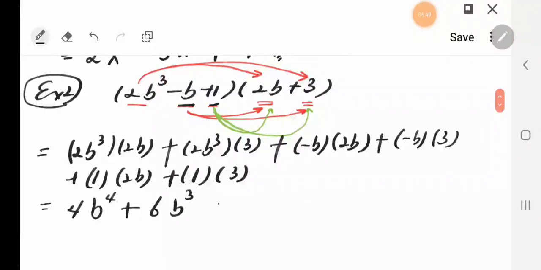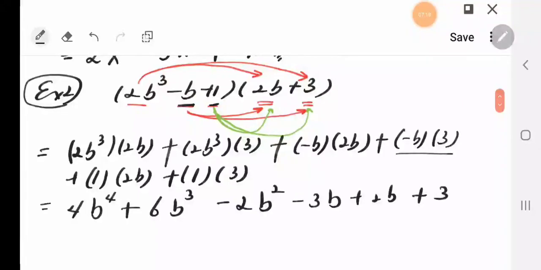B cubed. This third term is actually not a plus, it's a minus, right? So negative 2, so minus 2, b times b is b squared. For this one, negative b times 3 is negative 3b, and the second term from the last is plus 2b, and the last term is 1 times 3 is 3.